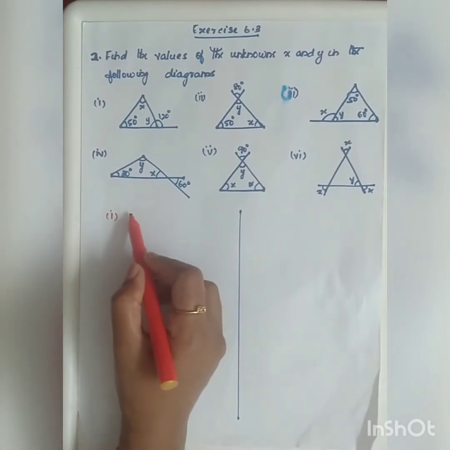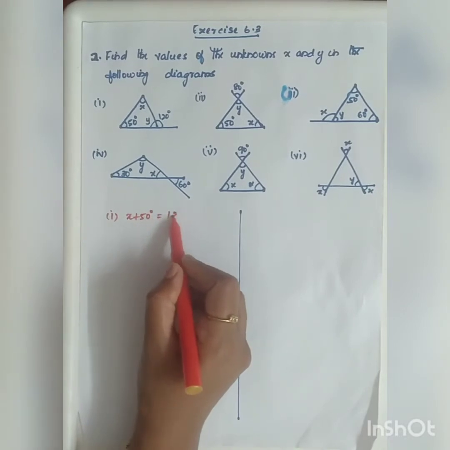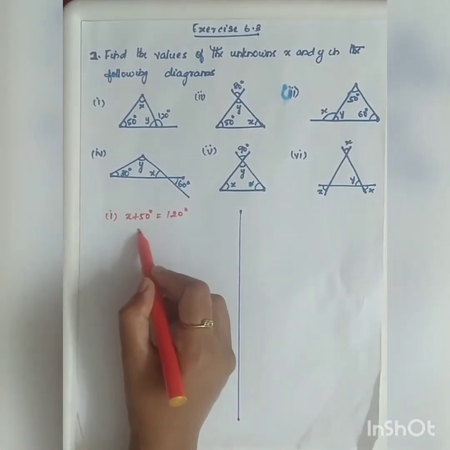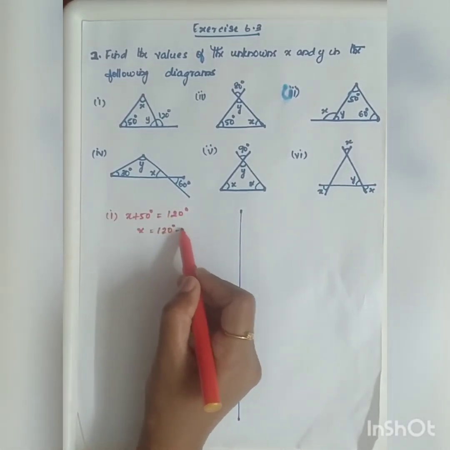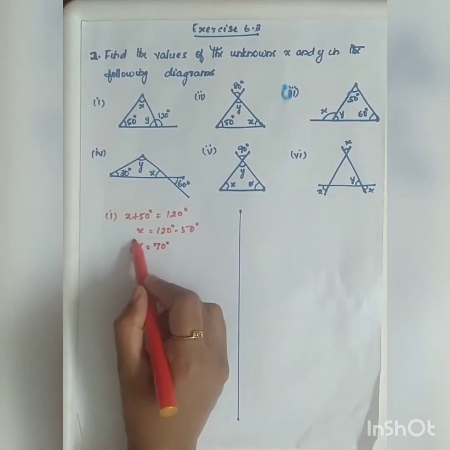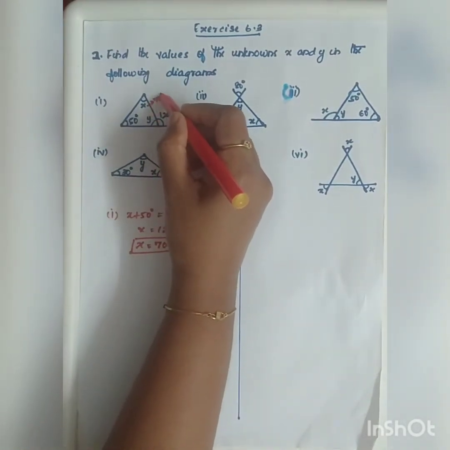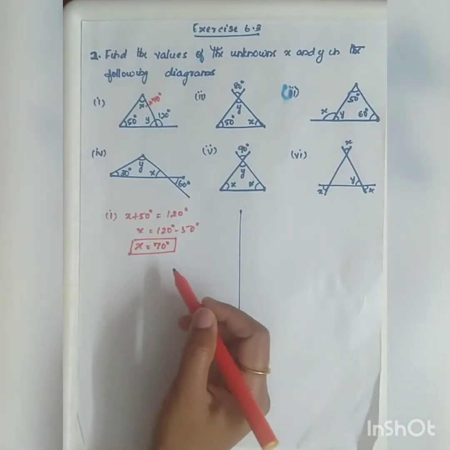So we can write that x plus 50 degrees is equal to 120 degrees. Therefore, x is equal to 120 degrees minus 50 degrees. So we get x is equal to 70 degrees. Now we have got x is equal to 70 degrees. Now we have to find y.